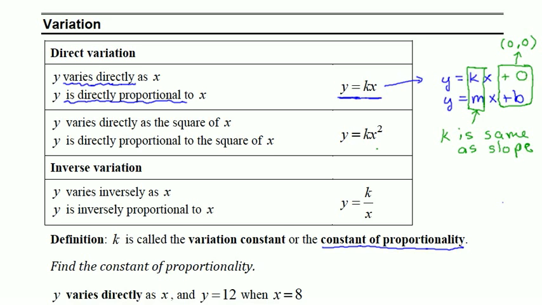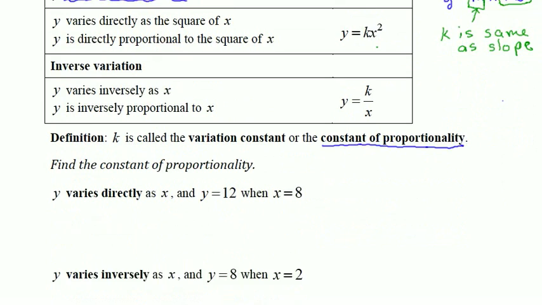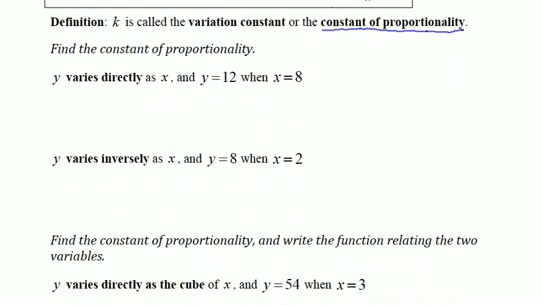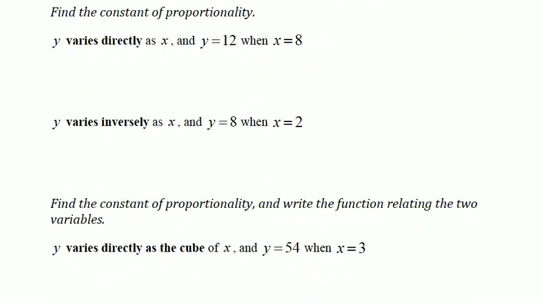Briefly, let's leave this table behind and come down to these questions, where in the first one we're asked to find the constant of proportionality, given that y varies directly as x. The first thing we do with this statement is we convert it to an equation. We want to get it algebraic so that we can plug into it. Then we look at the two numbers that were given, y equals 12 when x equals 8.